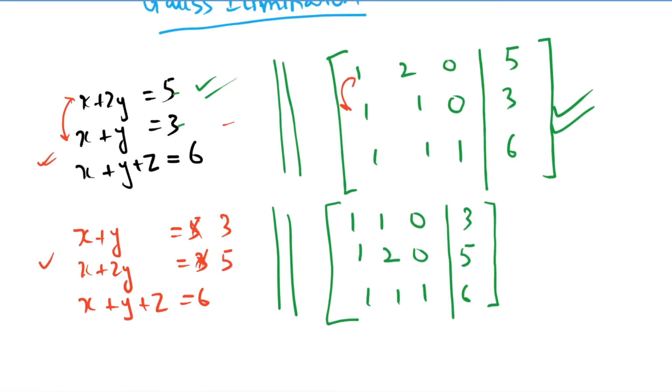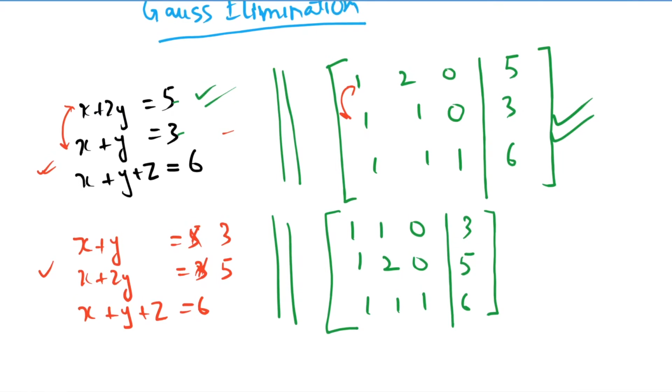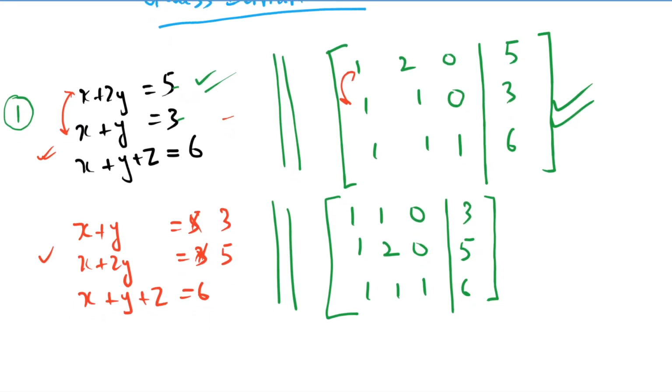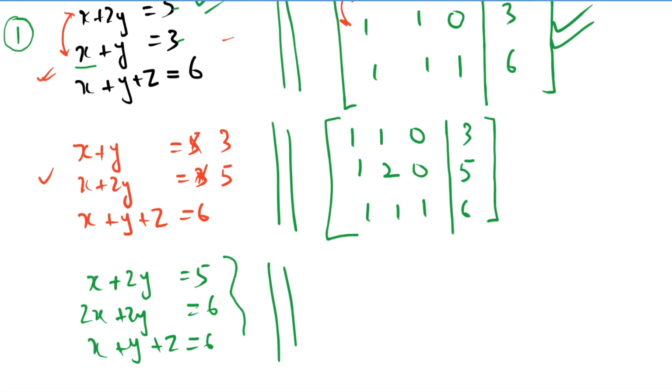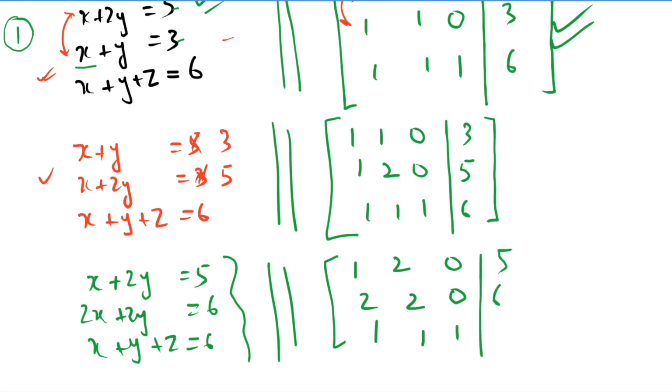Now let's consider one more case. What if I multiply, say, equation 2 by 2? So I multiply the equation 2 here by 2. The new linear system will become x plus 2y is equal to 5 and 2x plus 2y is equal to 6 and x plus y plus z is equal to 6. And the corresponding augmented matrix for this linear system will be 1, 2, 0, 2, 2, 0 and 1, 1, 1, and put a bar and 5, 6, 6.